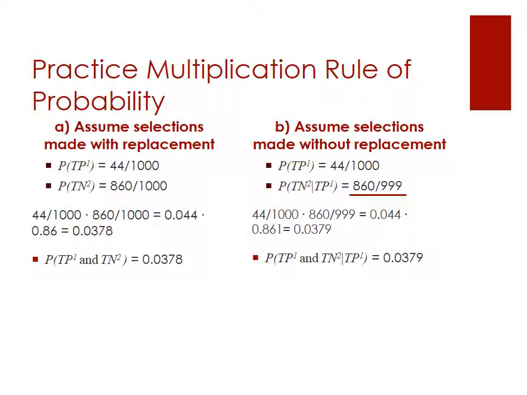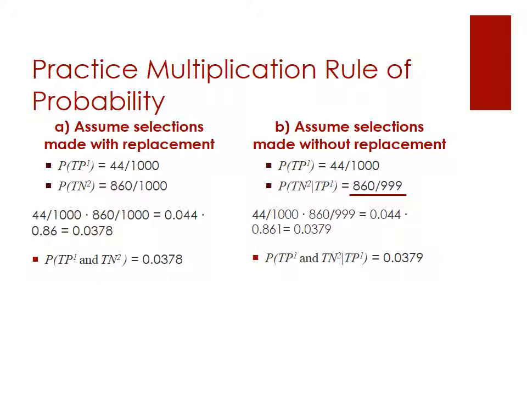Alright, here are the answers that you should have got for making the selections with replacement. The number of people that we have for a true positive are 44, and we would divide that then by the 1,000 people. If we're looking at the probability then of getting a true negative for the second drawing, that's going to be 860 people were a true negative. And again, we divide that by 1,000. So taking those and multiplying them through, we would get for the probability of getting a true positive first and then a true negative would be 0.0378.